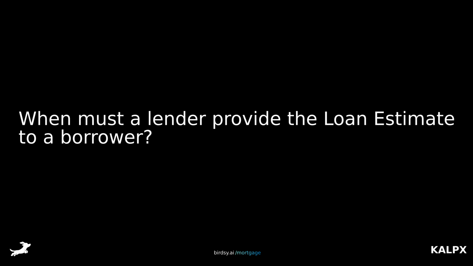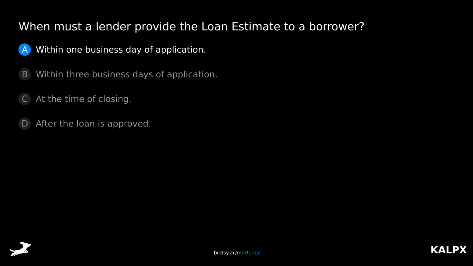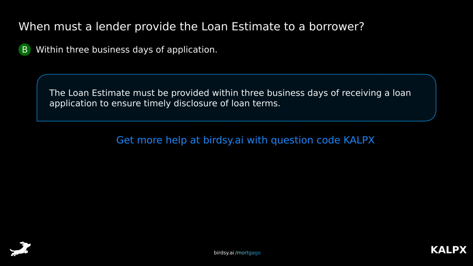When must a lender provide the loan estimate to a borrower? Is it A, within 1 business day of application, B, within 3 business days of application, C, at the time of closing, or D, after the loan is approved? The answer is B, within 3 business days of application. The loan estimate must be provided within 3 business days of receiving a loan application to ensure timely disclosure of loan terms.